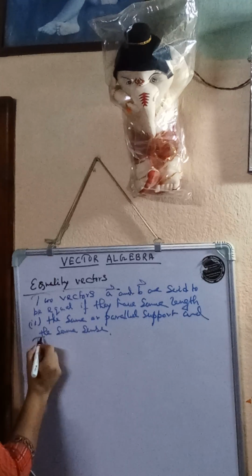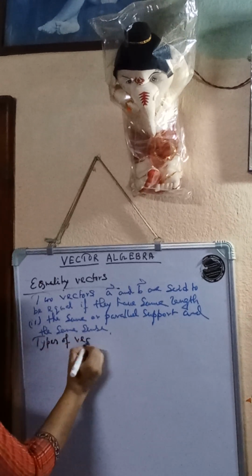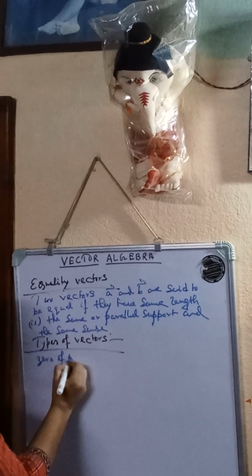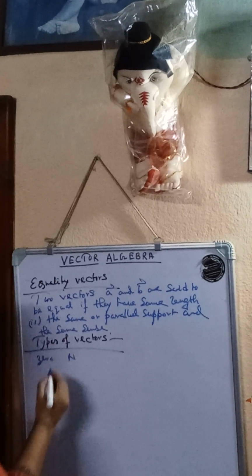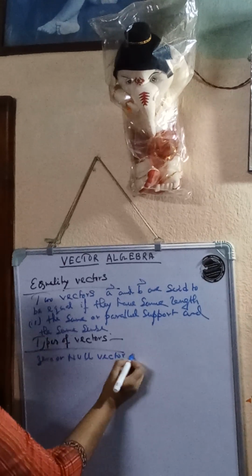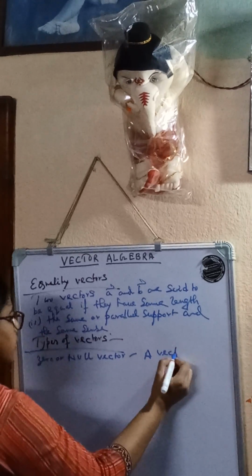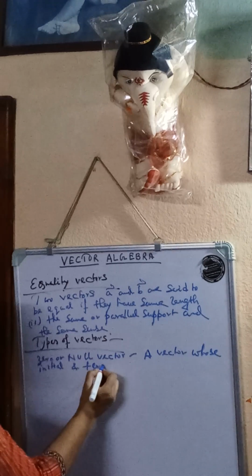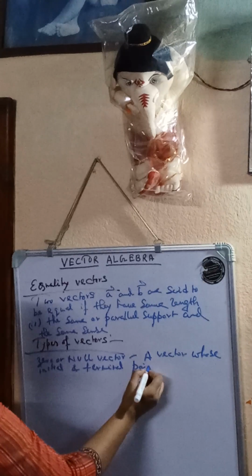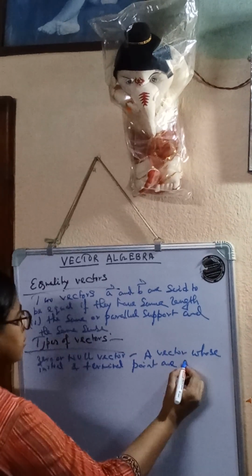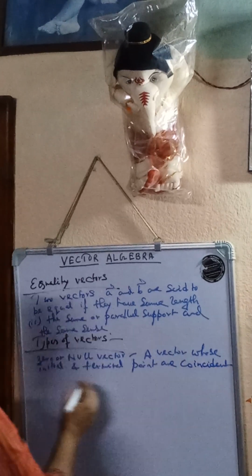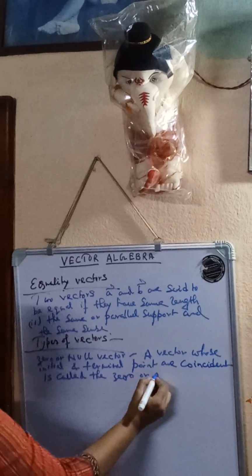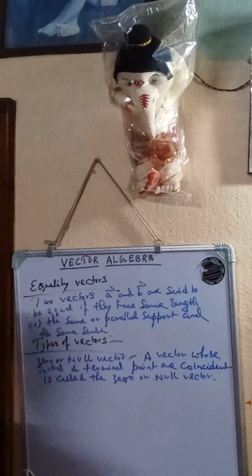Types of vectors. Zero or null vector. A vector whose initial and terminal points are coincident, or same, is called the zero or null vector.